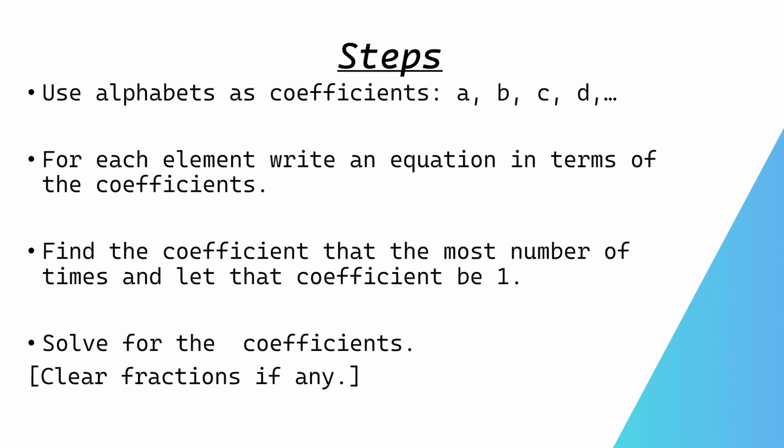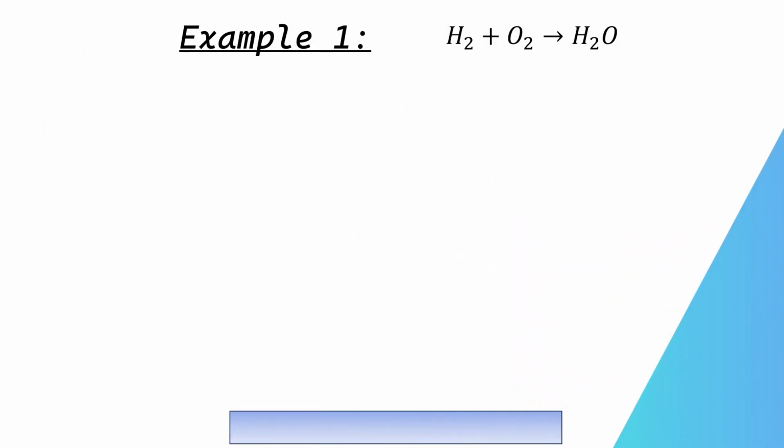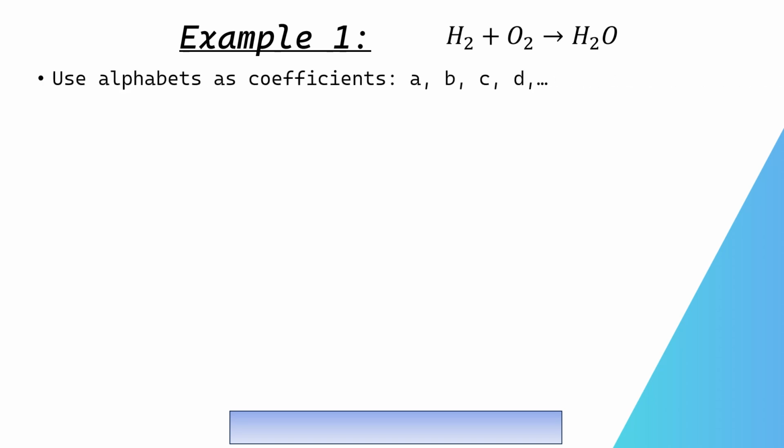So example 1. H2 plus O2 going into H2O. What do we do? Use alphabets as coefficients, just as we said. So A, B, C, D. Here there are 3, so use A, B, C. Yes, like this, A, B, C. We place it in front of each of them.